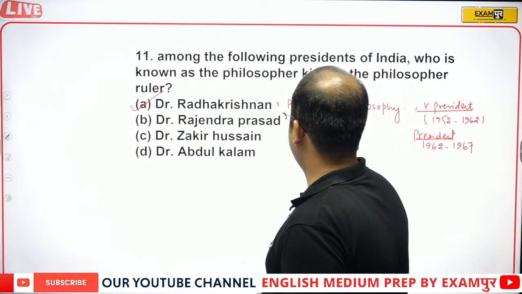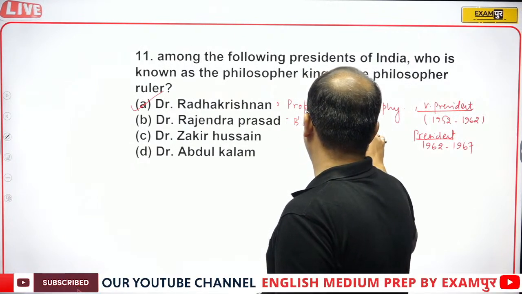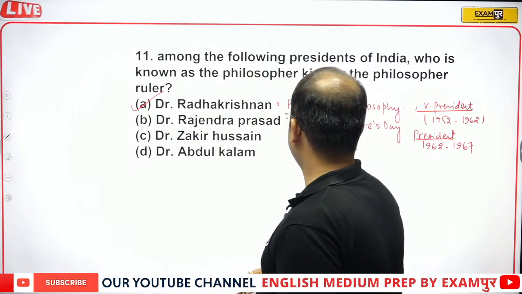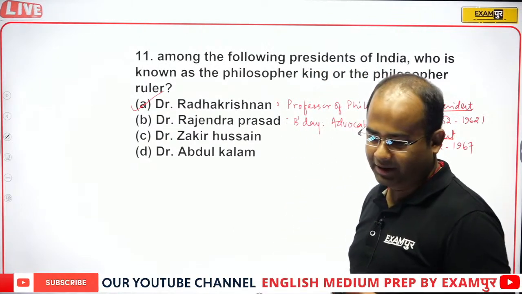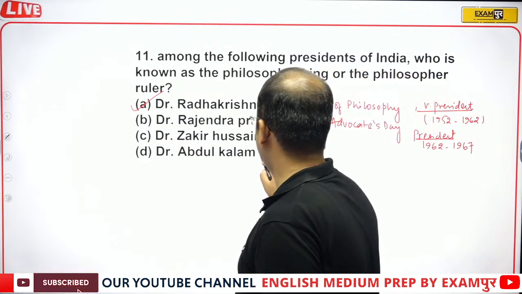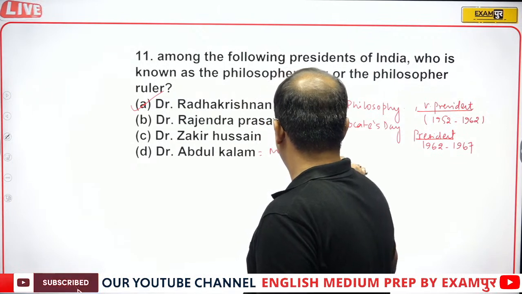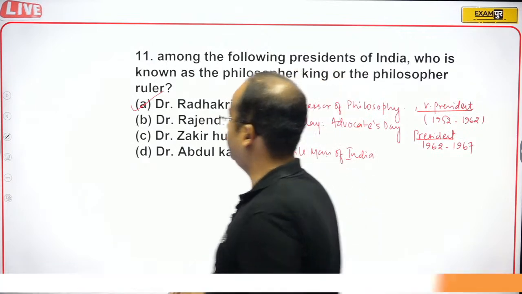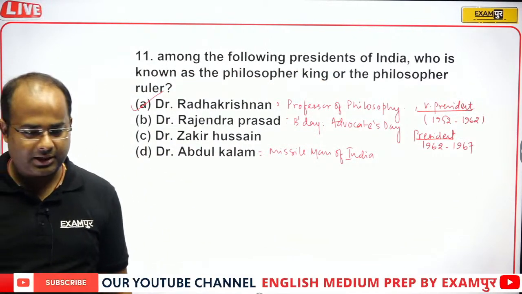Dr. Rajendra Prasad, his birthday is celebrated as Advocates Day in India. Dr. Zakir Hussain was one of the founder members and vice chancellor of Jamia Millia Islamia. Dr. Abdul Kalam, missile man of India. So, the correct answer will be option A, that is Dr. S. Radhakrishnan.